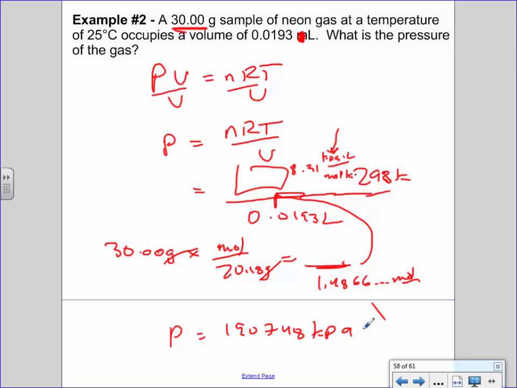Okay, I want to talk about this for a second though. That seems ridiculously high. Use Boyle's law to explain to me why this pressure actually should be ridiculously high. How much volume is it taking up? Right here, this was 0.0193 liters.